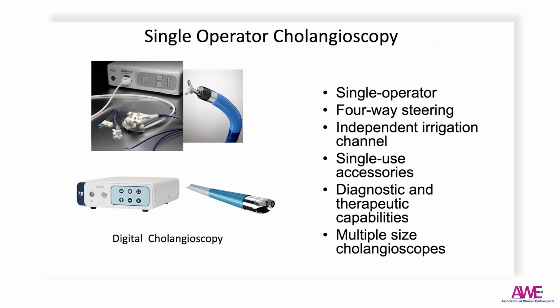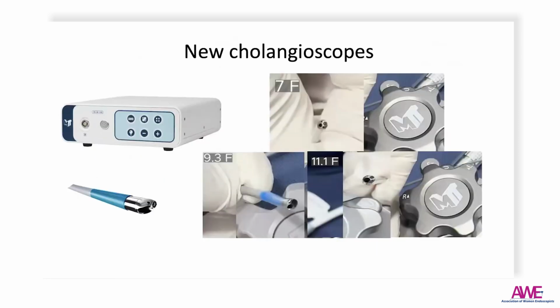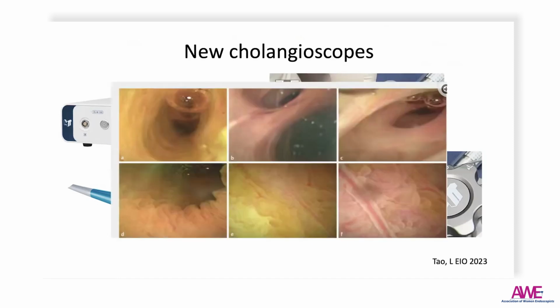It allows for good steering to be able to reach lesions, good optics, and of course channels for sampling and other diagnostic modalities as well as therapeutic capabilities. Again, some of the newer cholangioscopes do offer a variety of sizes and some slight differences in visualization as well. For example, here there may be some enhanced imaging of surface and vascular patterns.